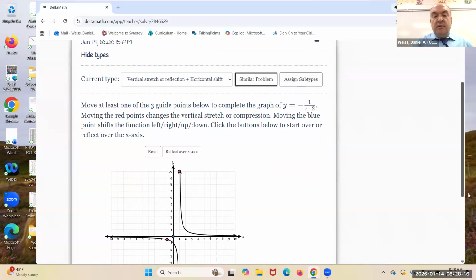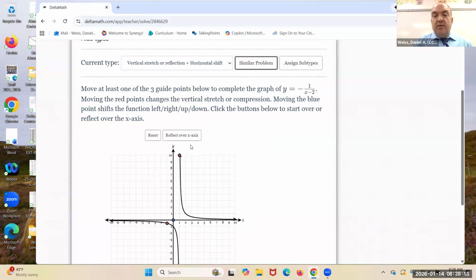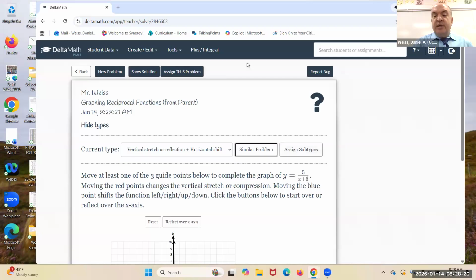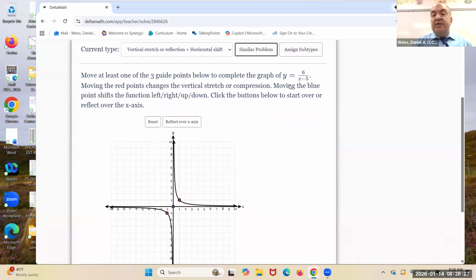Let's try this. Oh, I don't know why it does that to me. Here. All right. X minus 5. What makes the bottom 0? +5. Okay. I apologize if your red dots aren't moving with the blue dot.